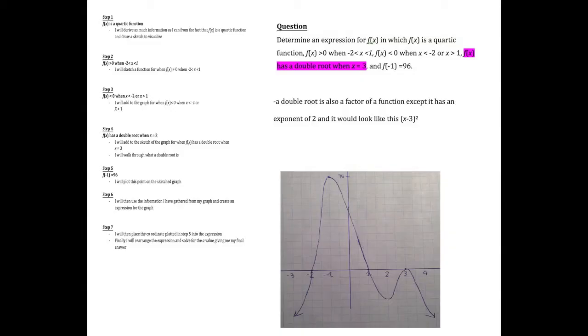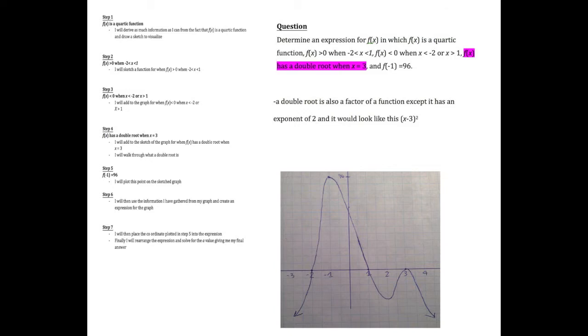Step 4. Add to the sketch of the graph so that f of x has a double root when x equals 3. With -2 and +1, both of them were single roots. This basically means that their factor is to the exponent 1. So a double root, as you can probably guess, means that the factor has an exponent of 2.